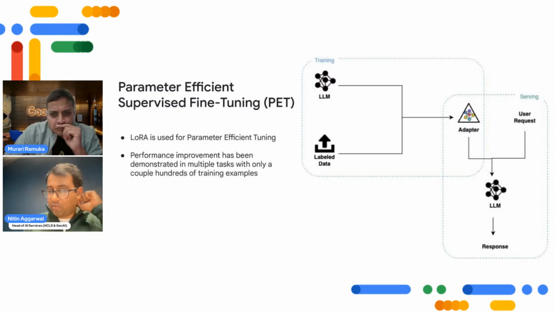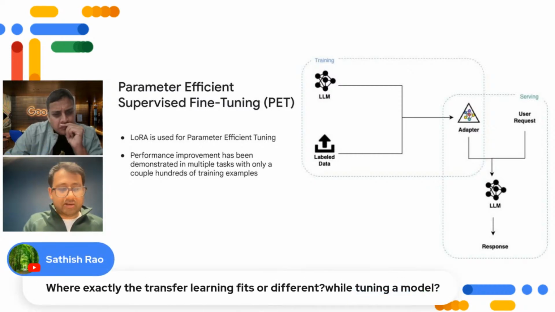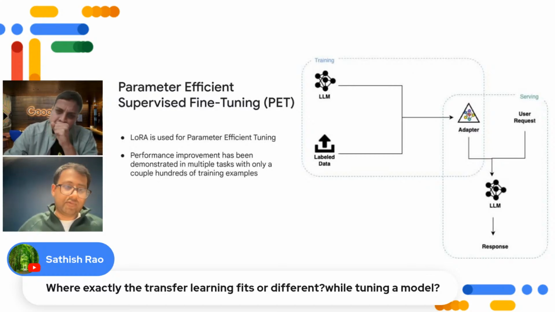Satish has a question: where exactly does transfer learning fit? Transfer learning is a little different. In the old AutoML-based approaches, we say we will change the last layer of the training network. In this case, we are not making any changes to the frozen model. The frozen model remains as it is. In transfer learning, you change the whole model, like after changing the last layer, you're changing the core model. In this case, you're not changing the core model. The concept came from that approach, but it's not exactly the same thing.